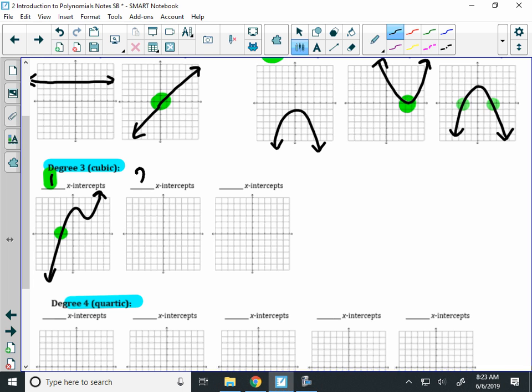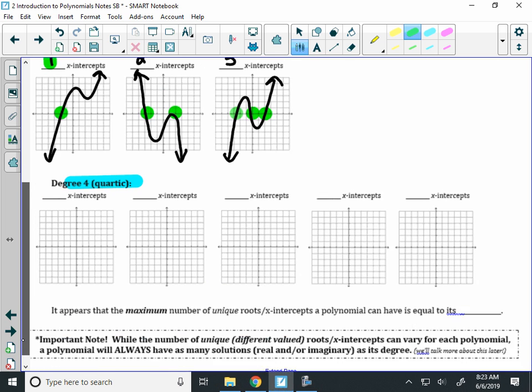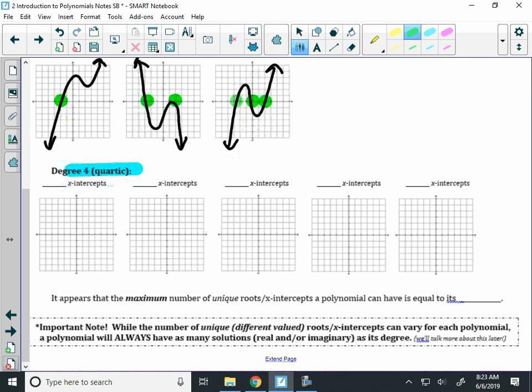I could have 2 x-intercepts, where I come down, come back up and touch, and go back down through. Or I could have 3 x-intercepts, where my cubic graph goes through every time it turns. So degree 3, odd number, the arrows are going in opposite directions. Finally, degree 4, the arrows are going to go in the same direction because 4 is an even number.